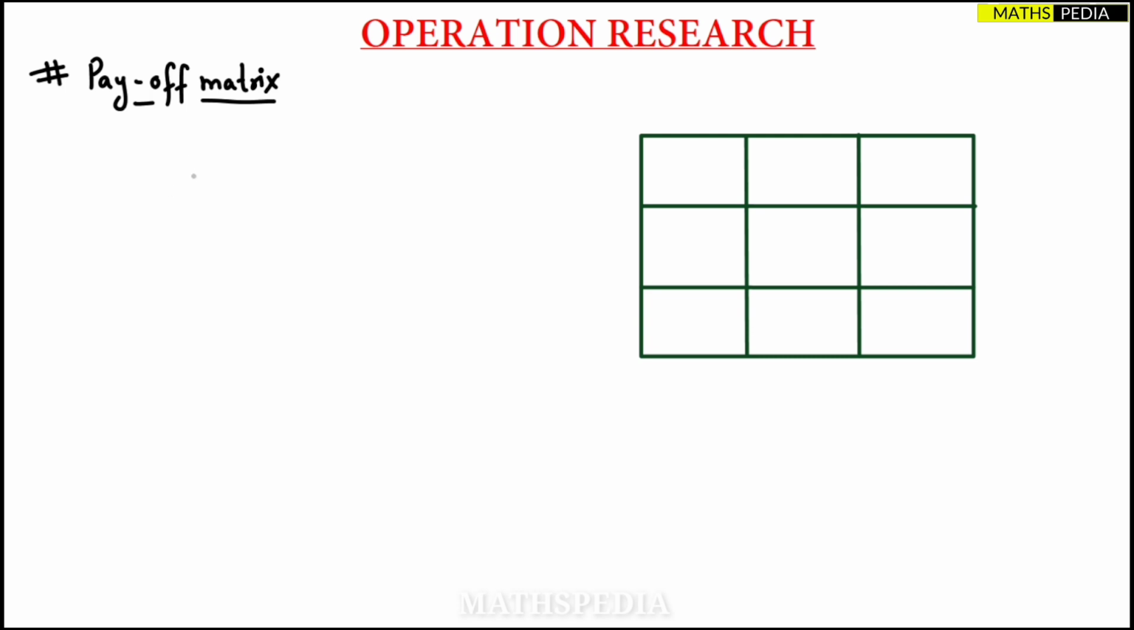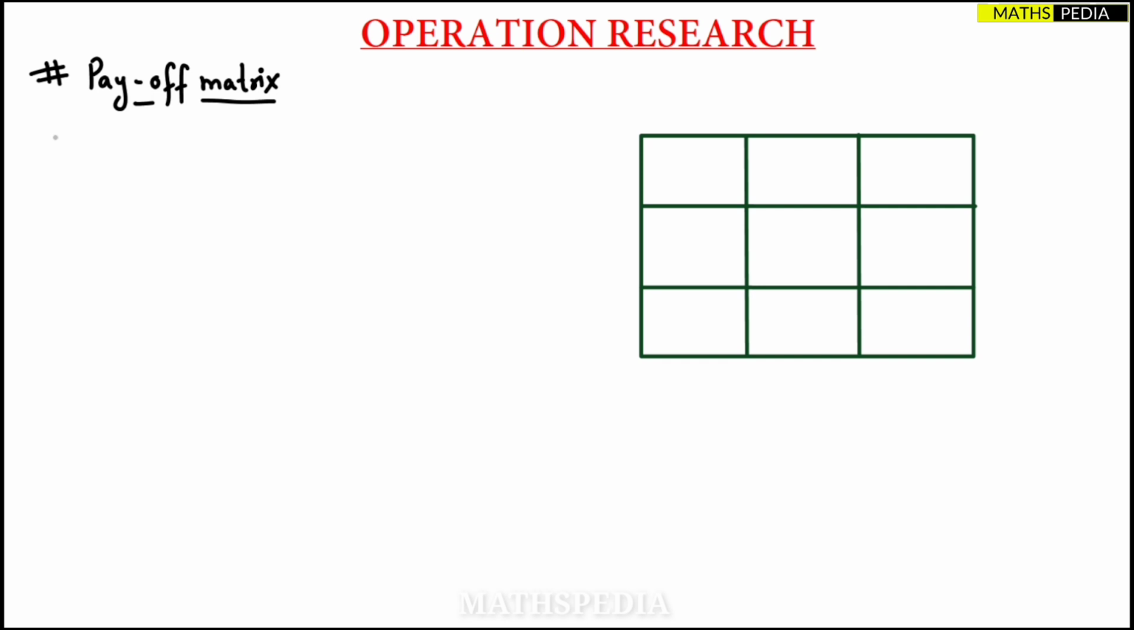Now, starting with the payoff matrix. Pay means what? Payment. Of whom? There will be two players, A and B. It is a matrix, so I hope you know what a matrix is. You can see here I have made one box, right? In this you can see v1, v2, etc. So how many rows and columns are there? 3 rows and 3 columns are there.